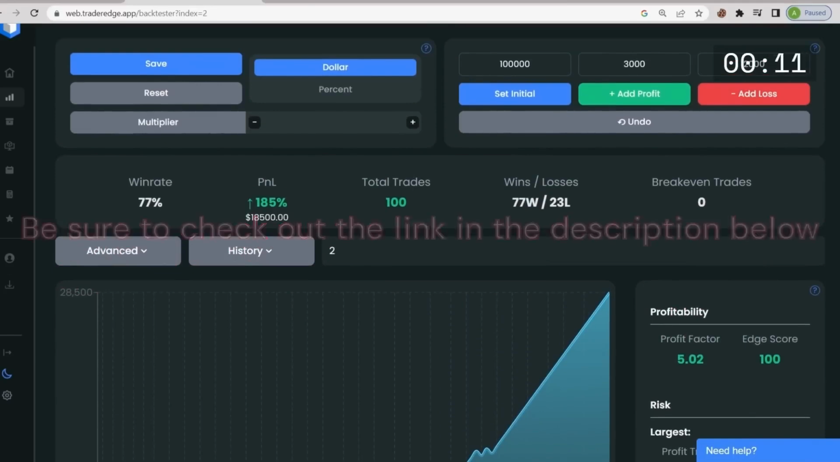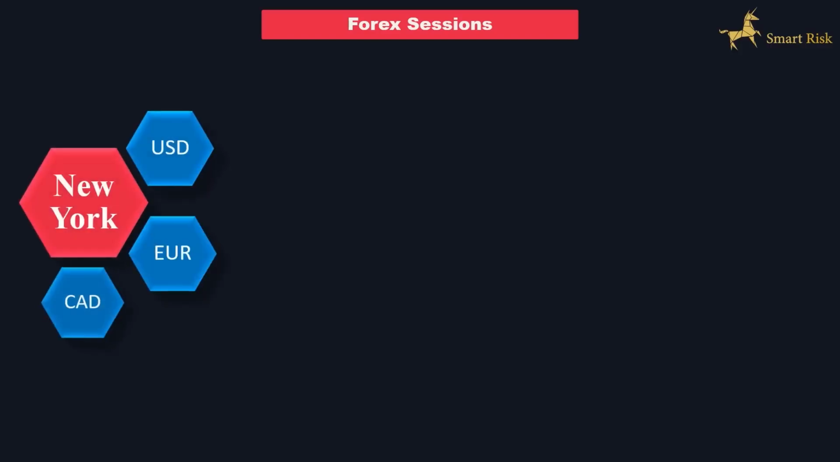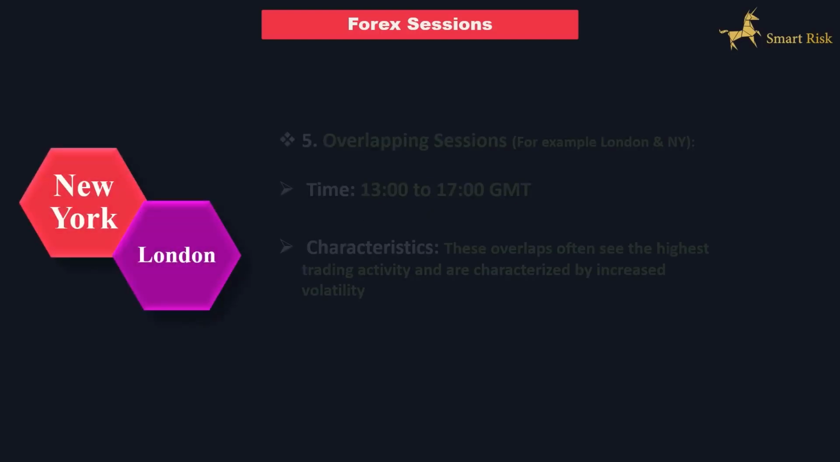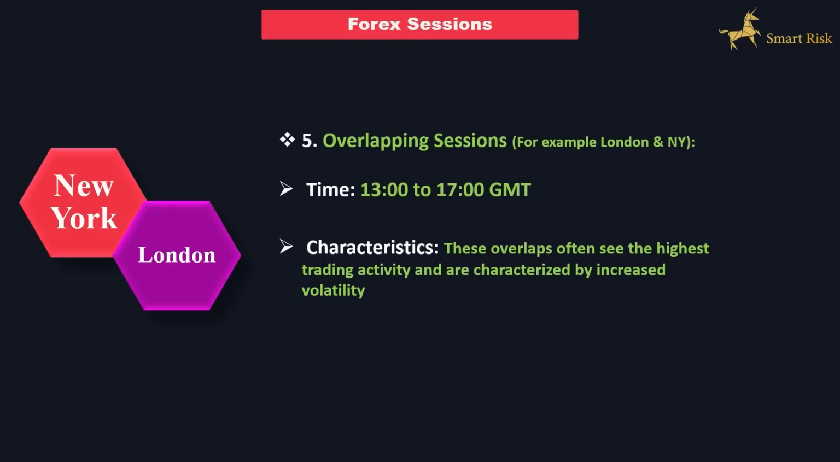The fourth major session is the New York session, which operates from 1 p.m. to 10 p.m. in the GMT time zone. The New York session also has significant liquidity and is known for high volatility, especially during the overlap with the London session. Economic data releases from the US can lead to significant price movements. Also, we have overlapping sessions. There are times during the trading day when multiple sessions overlap, such as the London-New York overlap, which occurs from 13 o'clock to 17 o'clock GMT. These overlaps often see the highest trading activity and are characterized by increased volatility.